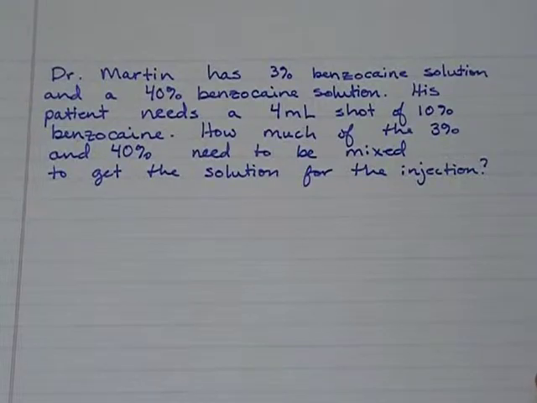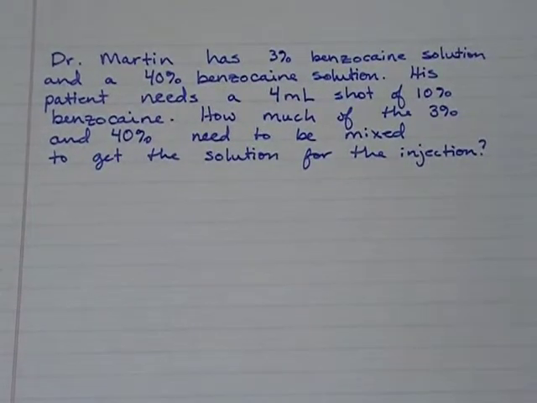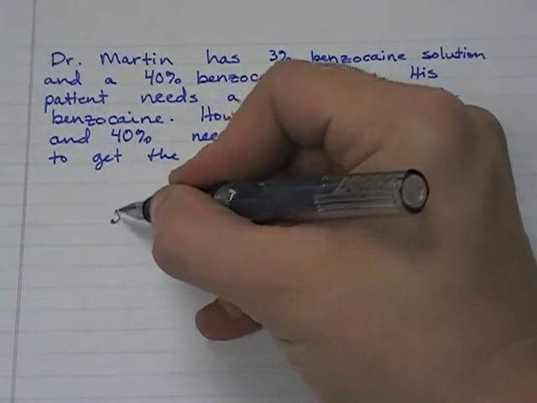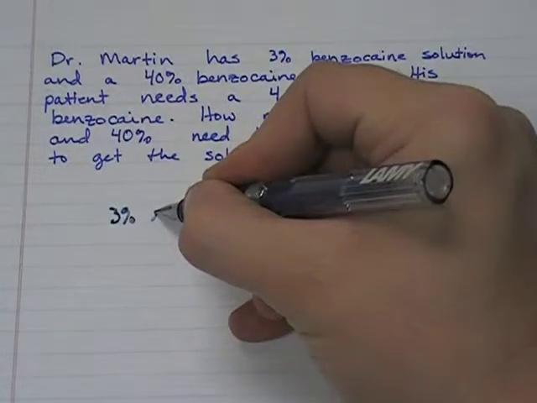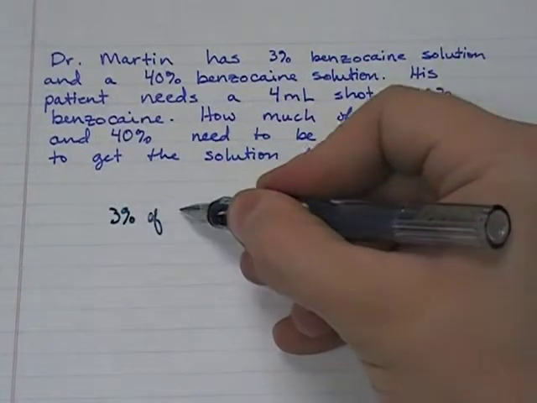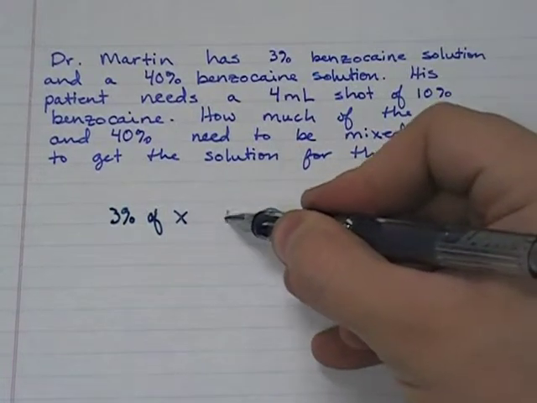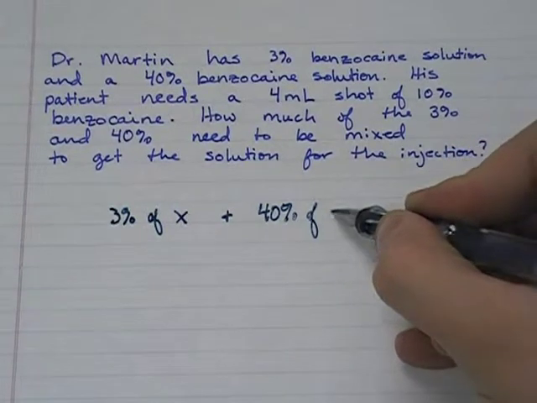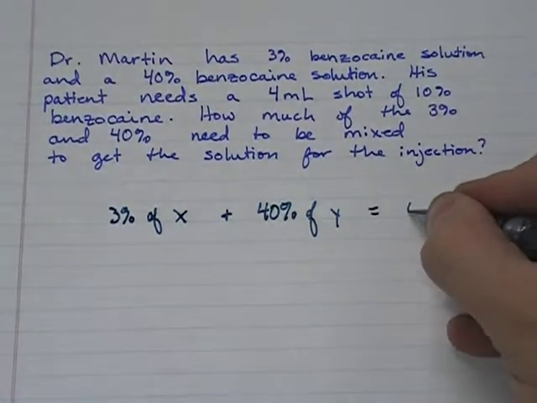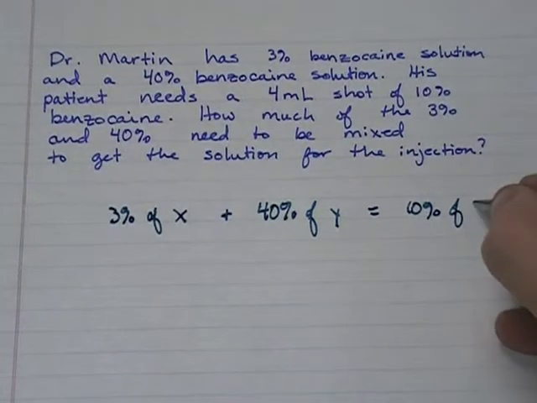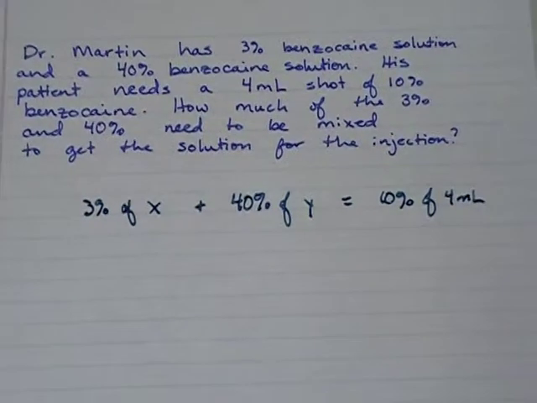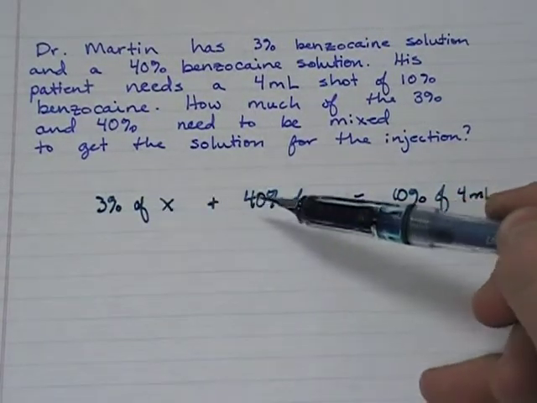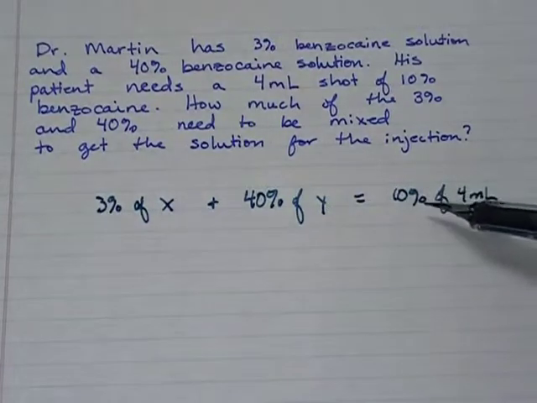Now, the way we're going to work this is real simple, okay? First thing you need to write down is we have an unknown quantity of 3%. So we're going to say 3% of, I don't know, so I'm going to call it X, plus 40% of Y equals 10% of 4 milliliters. Now, what am I doing here? I'm saying 3% of an unknown quantity plus 40% of an unknown quantity equals 10% of 4 milliliters.